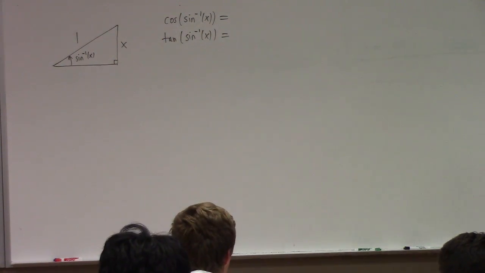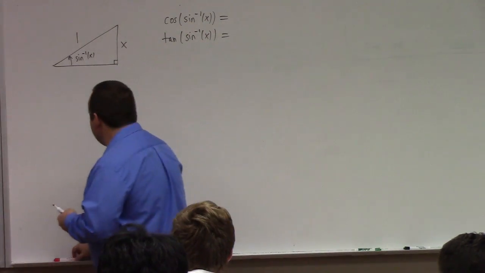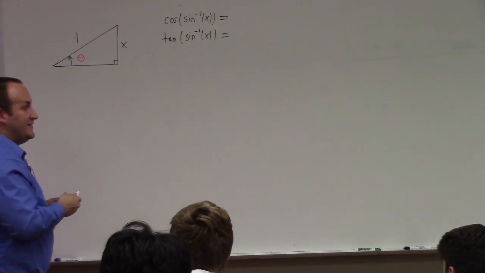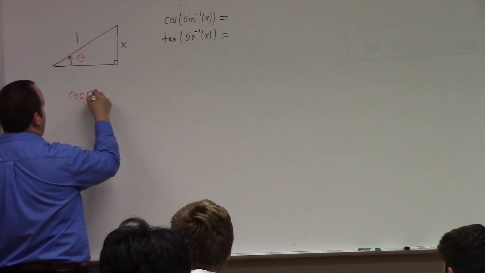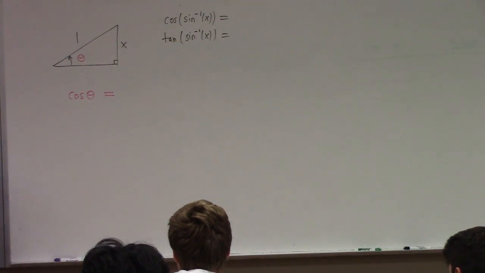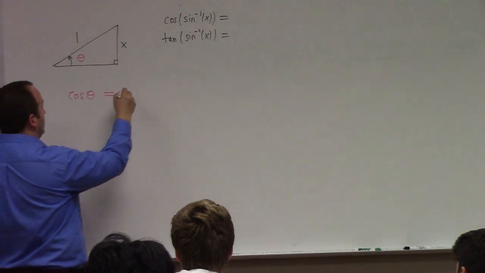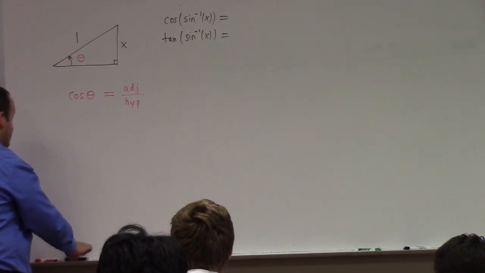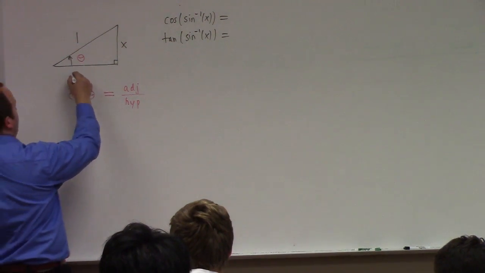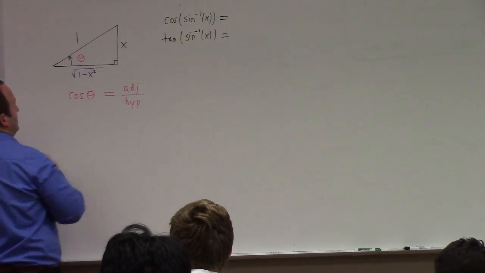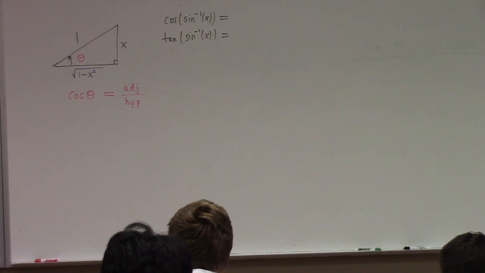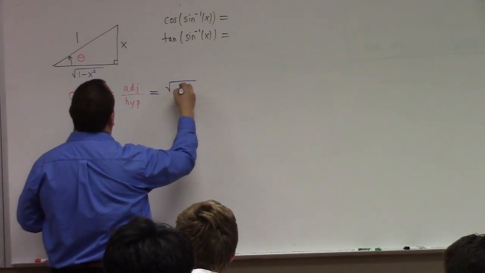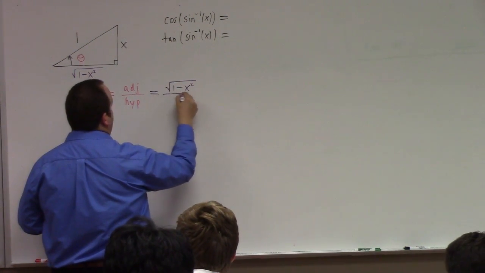I personally think this problem's more exciting if you erase inverse sine and put a theta, but you know? Because then it's easy, right? Like cosine of theta is what? Adjacent over hypotenuse. Okay, so what is the adjacent side though? Square root of 1 minus x squared. Very good. Now how did you know that? Pythagorean theorem, right. So this is square root of 1 minus x squared divided by 1.